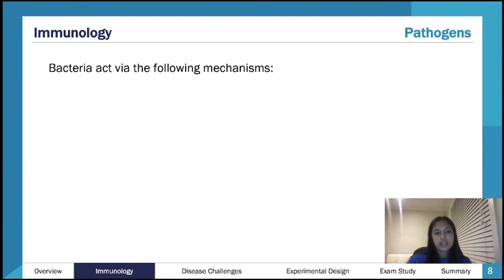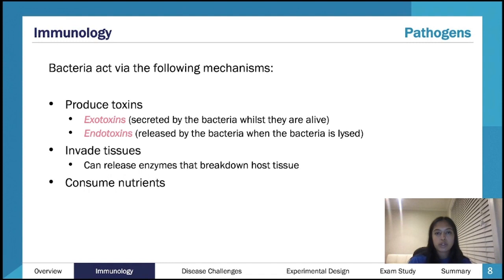Okay, so ways that they work: producing toxins, invading tissues, consuming nutrients. You've got your exotoxins and your endotoxins. It's not a vital distinction, but the idea is that exotoxins are secreted while the bacteria are alive, and the toxins can be harmful to the host organism's cells. Endotoxins are when the bacteria bursts or dies, and the toxins that are inside, as in endo, leak out and can cause a lot of damage as well.